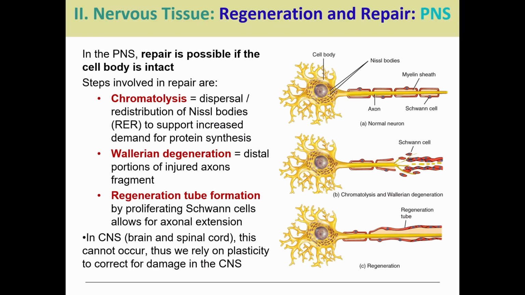Right? In the central nervous system with the brain and spinal cord, we don't have this happen, and so we rely on plasticity in order to correct any damage. And sometimes we can, sometimes we can't, right? It just depends.